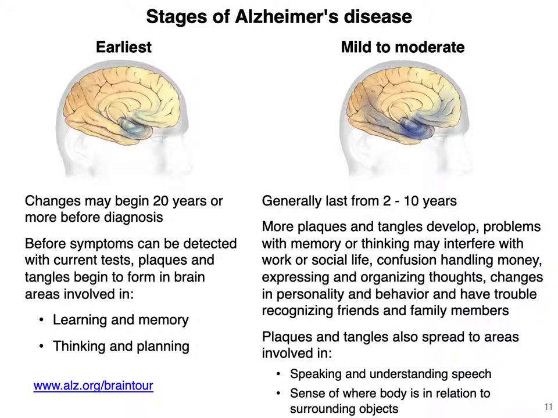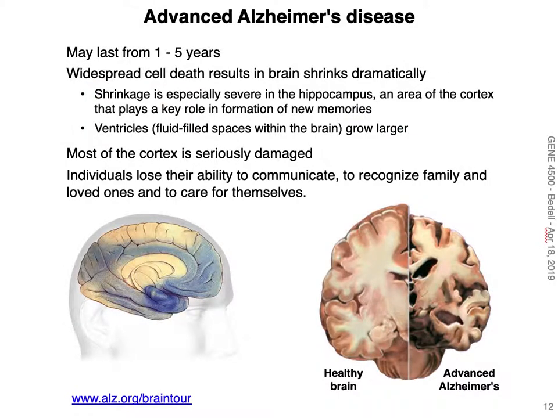So now this is advanced. And once the brain starts looking like this, this is where people lose the ability to communicate, they don't recognize family, they stop taking care of themselves. And this is where the caregivers come in. And it is a big burden. I know that with my friends who have been the caregiver for elderly parents with Alzheimer's.